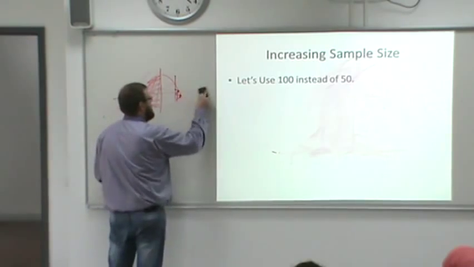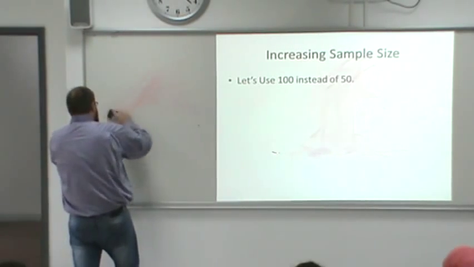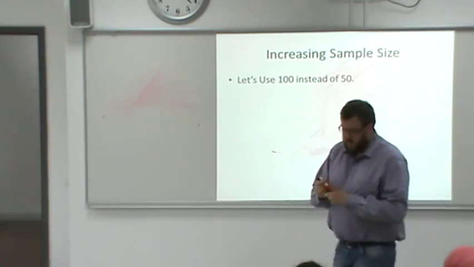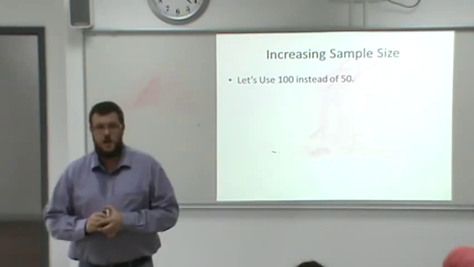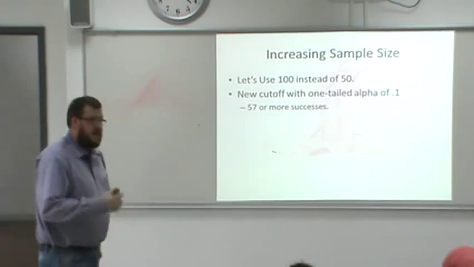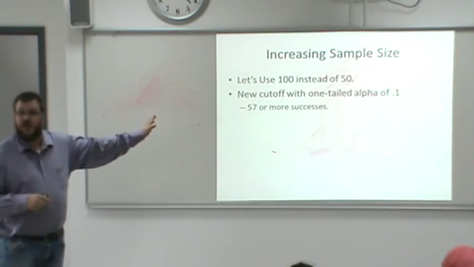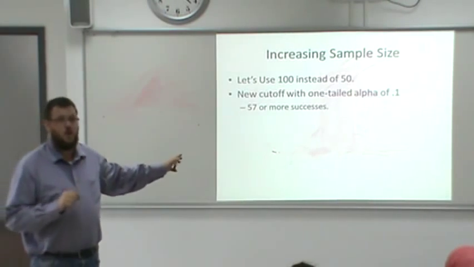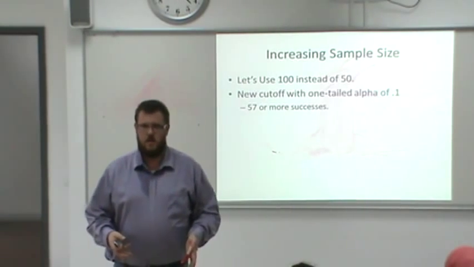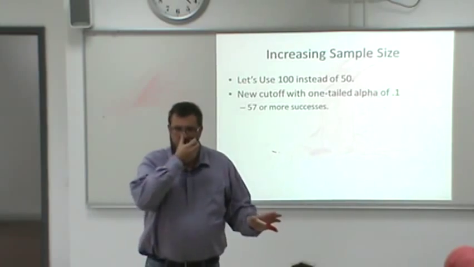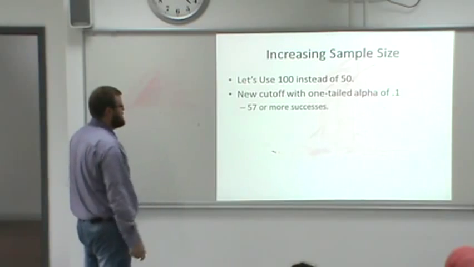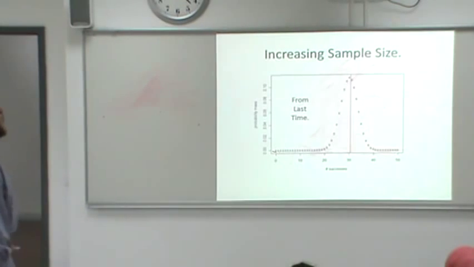Well, we can increase the size. So let's imagine that we are going to use 100 observations instead of 50 observations. We can keep everything else the same. So the null hypothesis is still the one that we used last time, that is the probability is less than or equal to 0.5. We're still going to use the alpha of 0.1. This is one directional. And now our new cutoff with this new sample size is 57 or more successes.